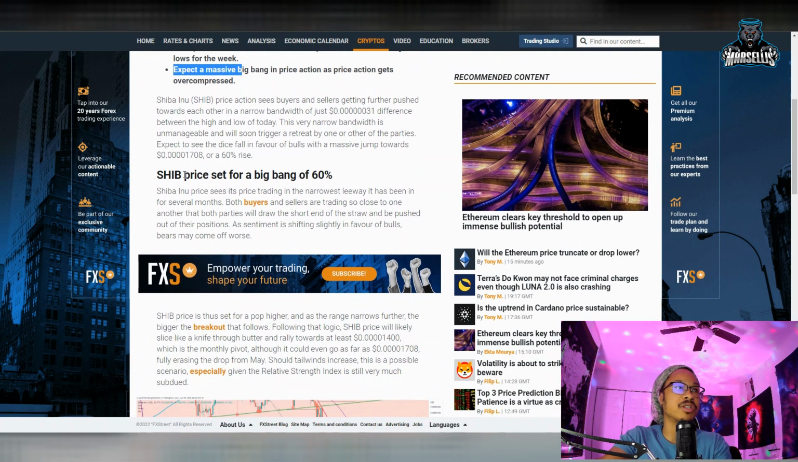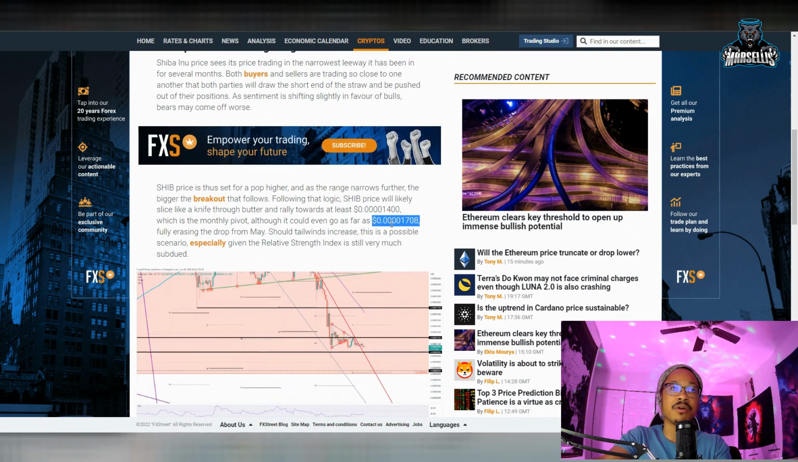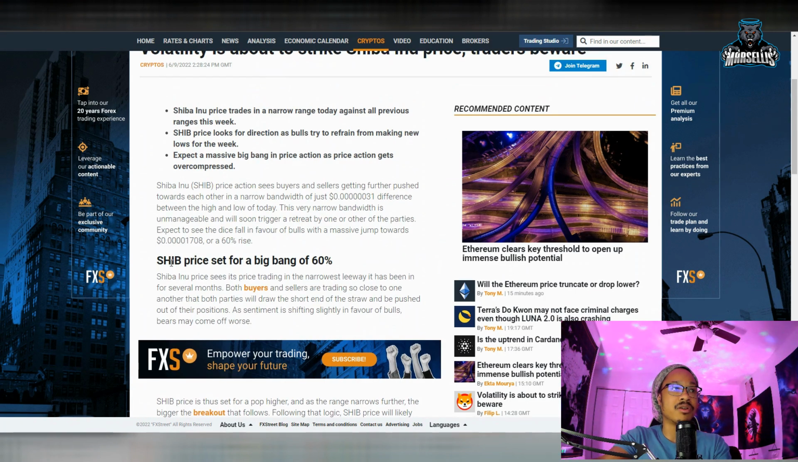But anyways, over here it says sheep price set for a big 60% bang. So that's 60% that they're predicting. Now I also think it's going to do the same thing. That could bring us all the way up here to 1.7. And that's pretty much what we're all looking out for. This 1.7 area is very significant, and it's really significant for our resistance. But anyways, over here, sheep price set for a big 60% increase.